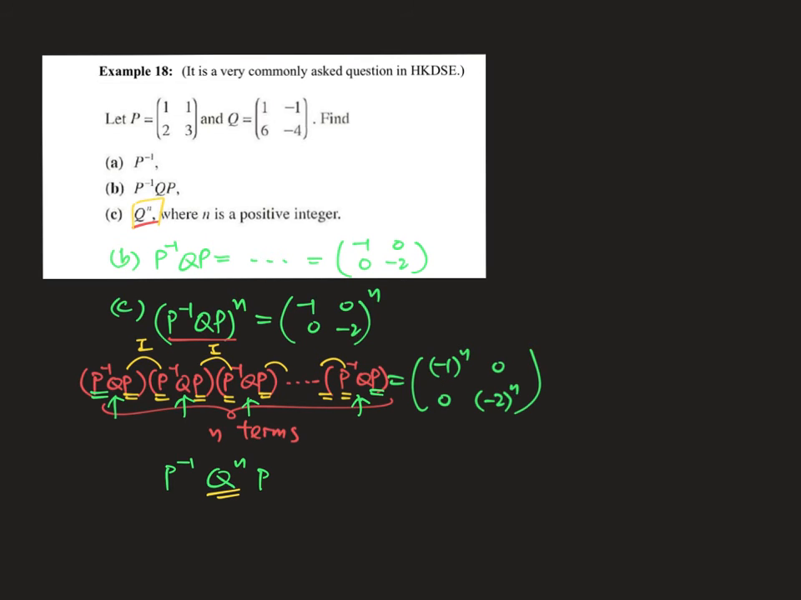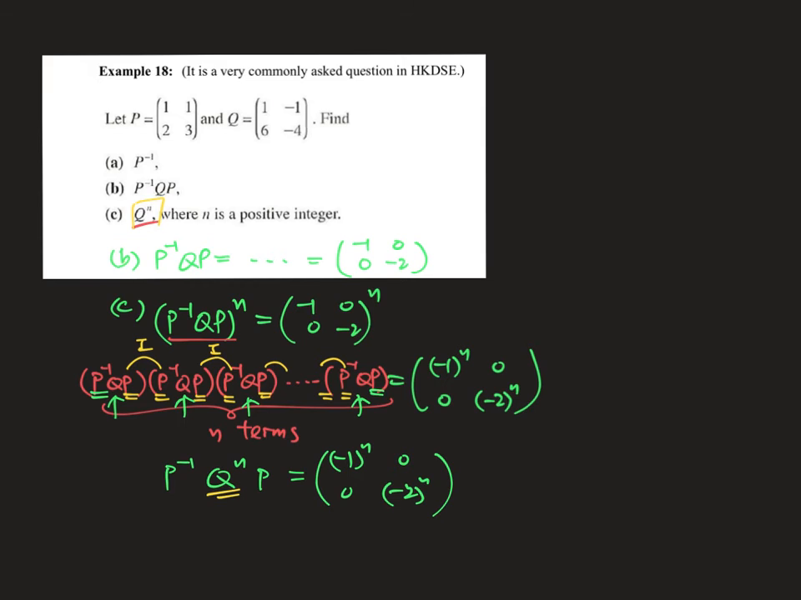And you will see how it will go when we are talking about part C, which is our main target. Because now P inverse Q to the power n multiplied by P is equal to minus 1 to the power n, 0, 0, minus 2 to the power n. And then, in order to get Q to the power n, the next step is how I remove P inverse and P.